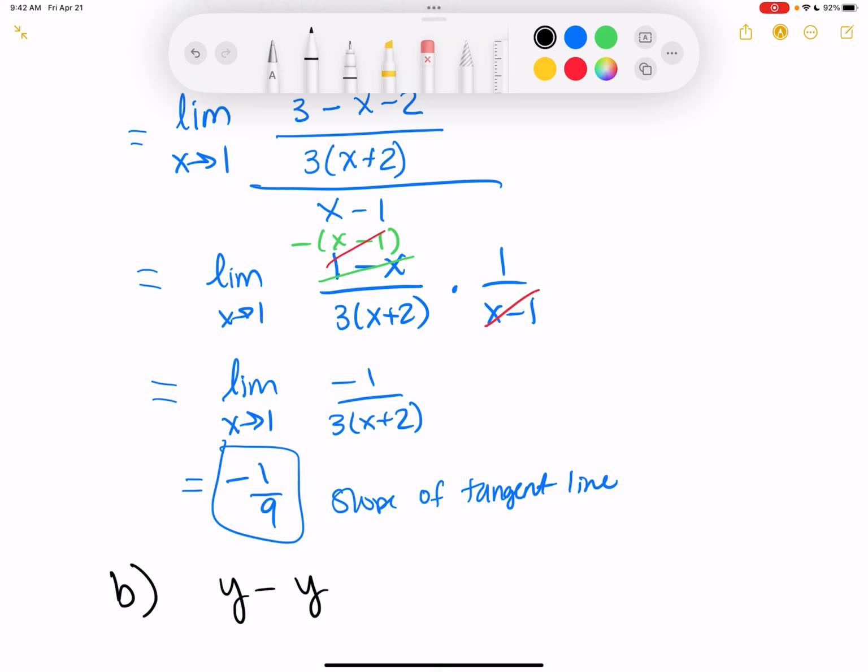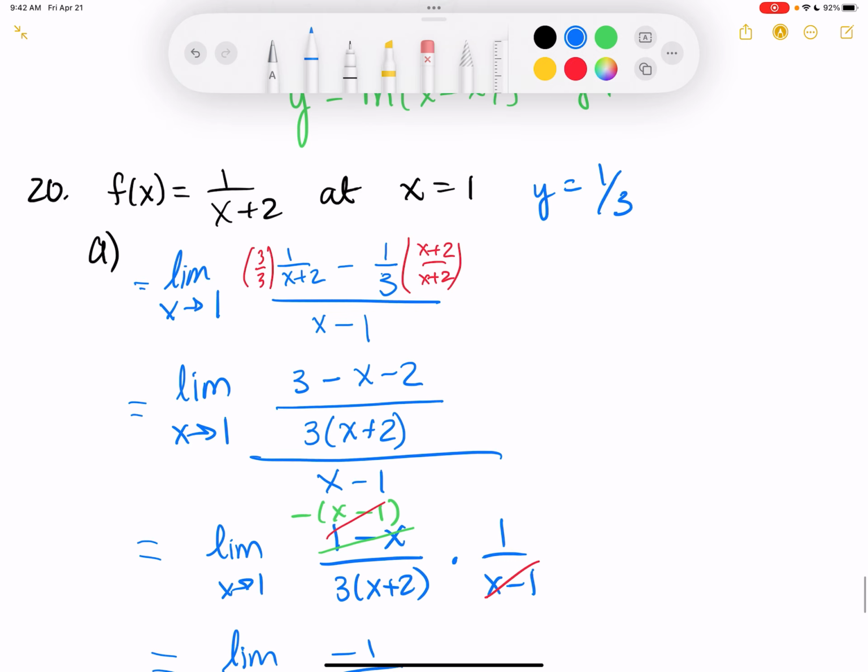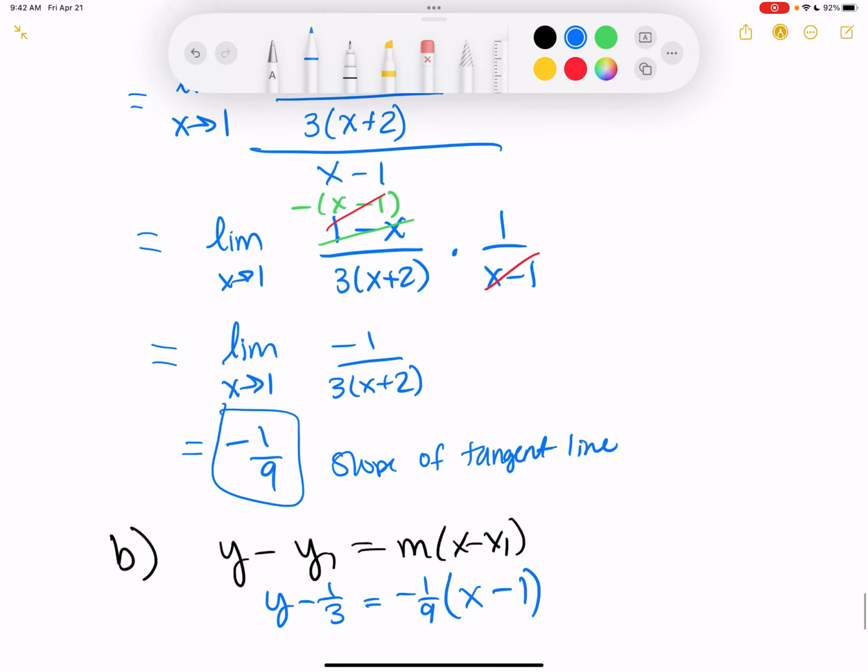y minus y1 is equal to m times x minus x1. So we have y minus 1/3 is equal to negative 1/9 times x minus 1. In technicality, leaving it like that is an equation of the tangent line in point and slope form. We could change it to y equals mx plus b if we were so inclined, but that's an acceptable answer, so I vote that we leave it. It's fractions. I don't like dealing with that.